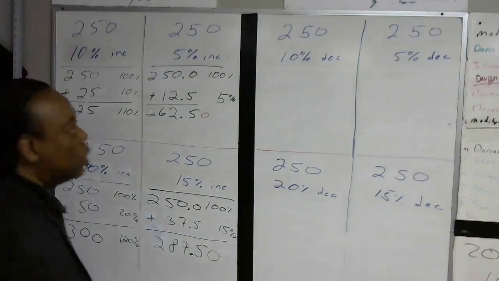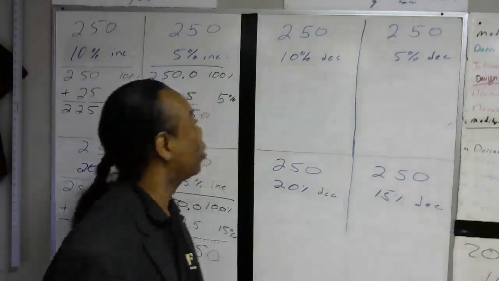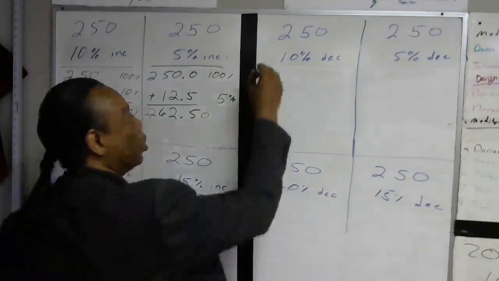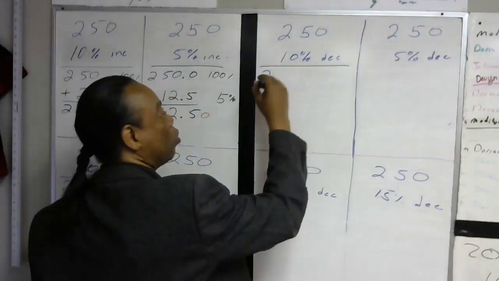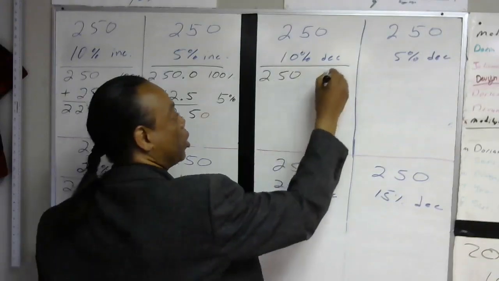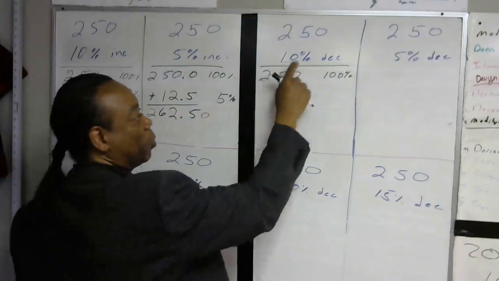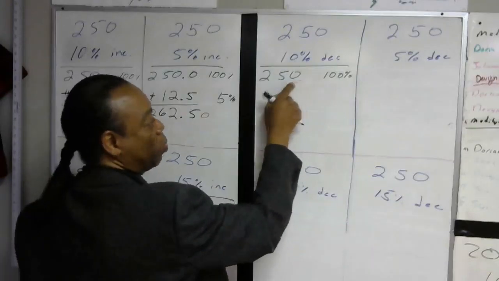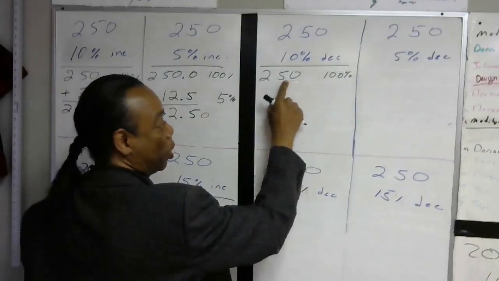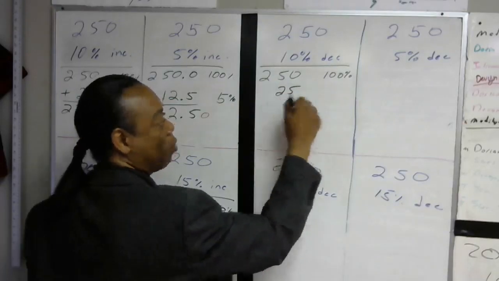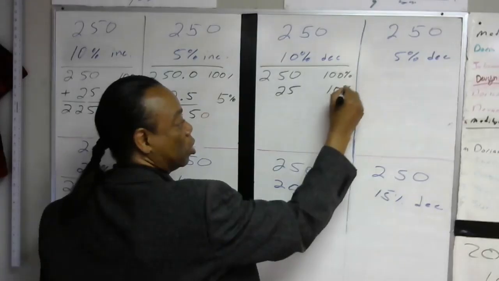Okay. Now let's talk about decreases. A 10% decrease on 250. Well, once again, we start off with our original 250, which represents 100% of the amount. 10%, we divide this by 10, or should I say, we move the decimal one time, and it becomes 25. So 25 represents 10%.